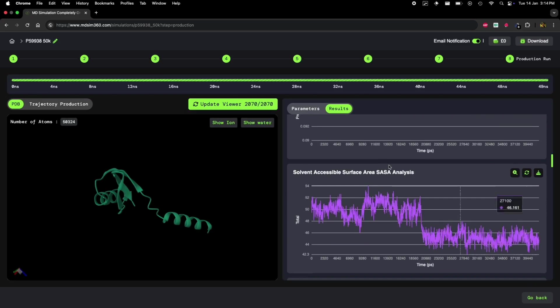Now, let's take a look at the solvent accessible surface area. This is a really interesting plot. We see a sudden dip right at the same point where we observed the change in the radius of gyration. This decrease is quite significant, meaning that residues that were previously exposed to the solvent are now getting buried within the protein.